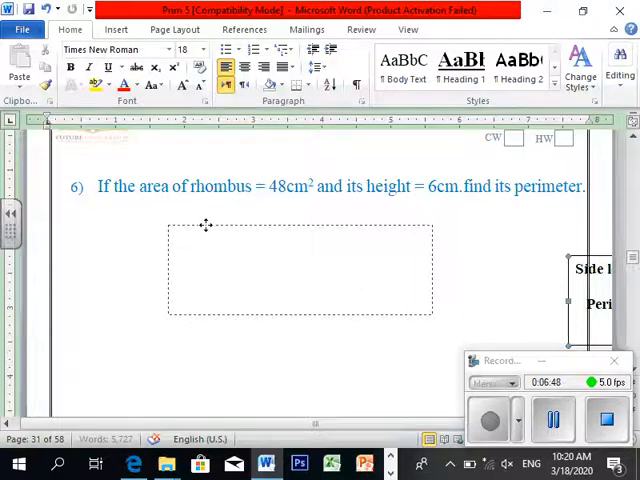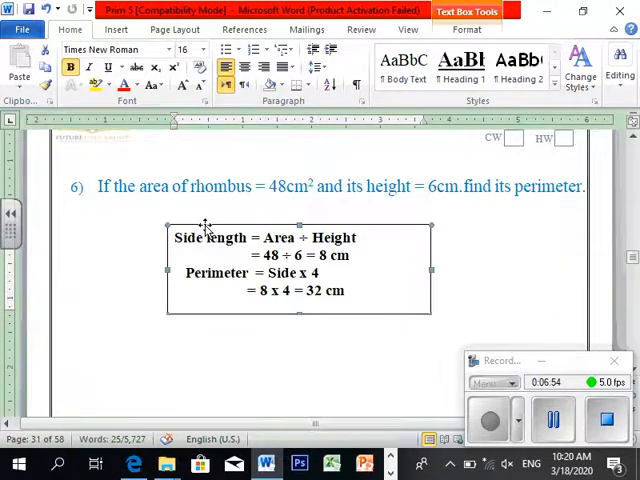So I will search for the side. To find the side, I will make area divided by height, because the first rule to find the area of the rhombus is like the area of the parallelogram. So to find the side length, I will make area divided by height. 48 divided by 6 equals 8 centimeters. So I found the side length.